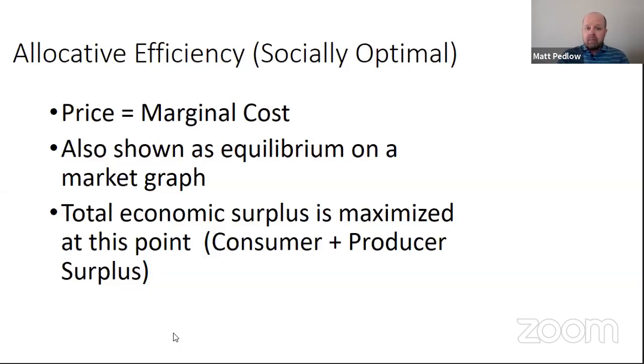At equilibrium, that's also known as socially optimal. And we're going to look at why here in a sec. And the last thing I want you guys to make sure you know about socially optimal is total economic surplus is maximized. So it's not the consumer surplus that is maximized, it's not the producer surplus, it's your total economic surplus that is maximized. So those are three things to know. The big one is price equals marginal cost.